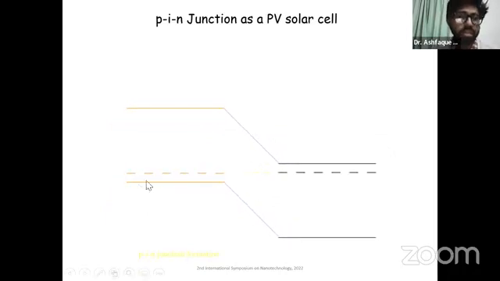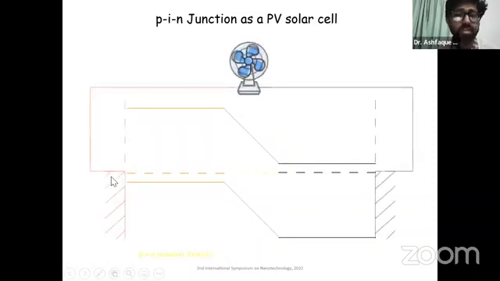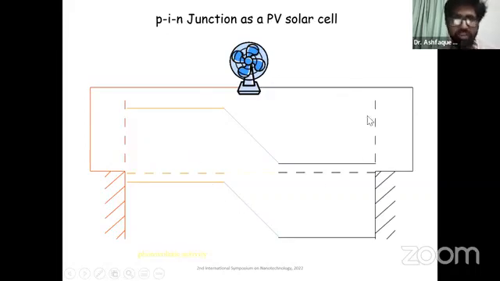And when it is connected through an external circuit through a device, this completes the overall structure of a solar cell. And when the solar radiation comes in, the photon energy gives birth to an electron hole pair, depending on the energy that it absorbs according to the band gap of the material. The electron flows downward, the hole flows upward, and we can see that the device is running. So this is the very simple structure of a PIN junction solar cell.